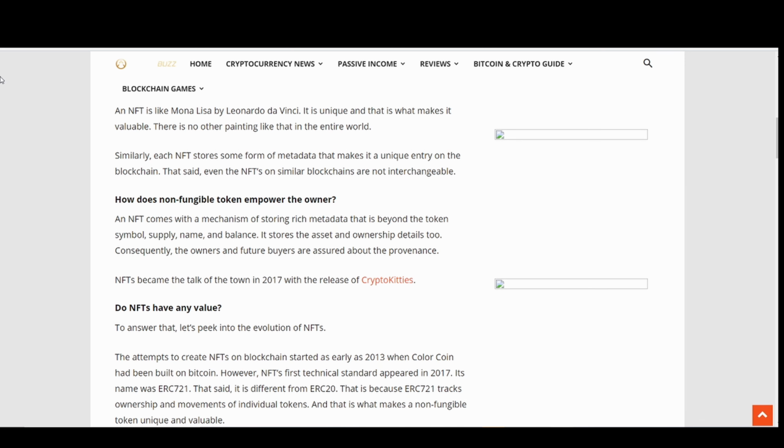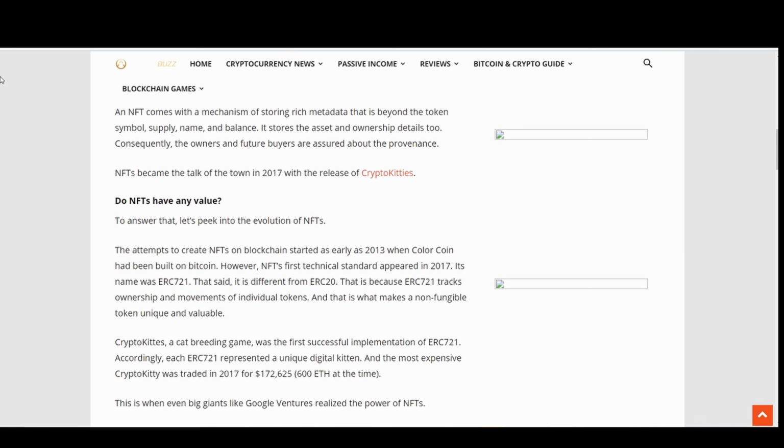How does a non-fungible token empower the owner? An NFT comes with a mechanism of storing rich metadata that is beyond the token symbol, supply, name, and balance. It stores the asset and ownership details too. Consequently, the owners and future buyers are assured about the provenance. NFTs became the talk of the town in 2017 with the release of CryptoKitties.